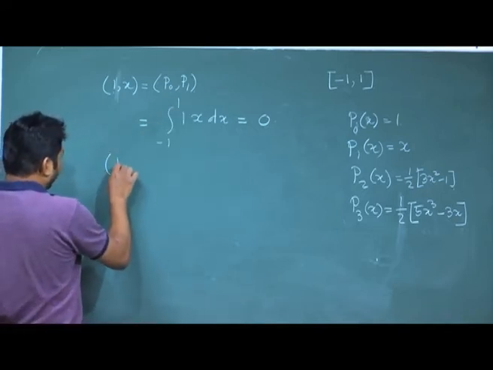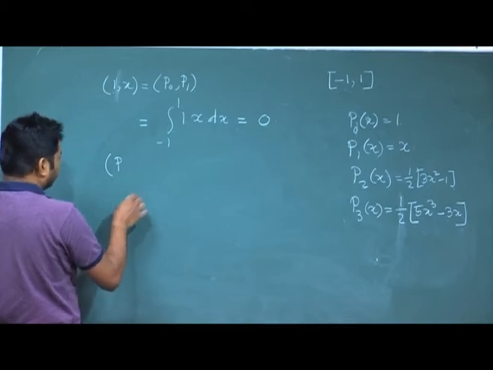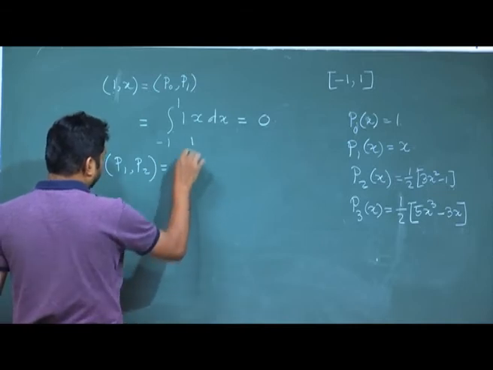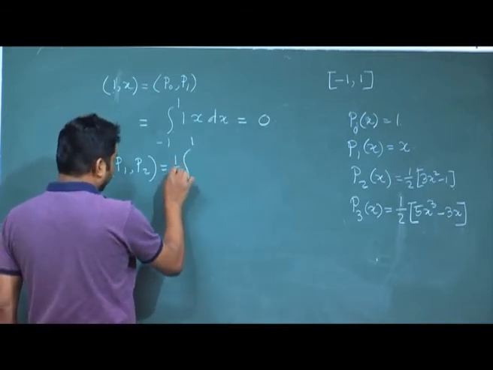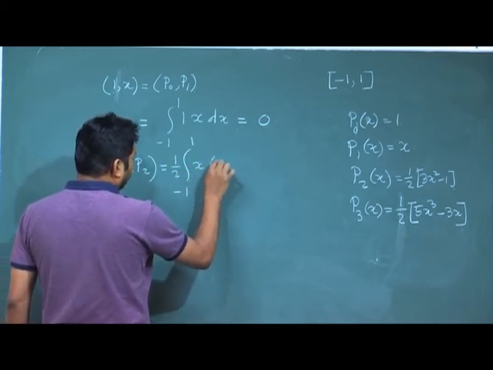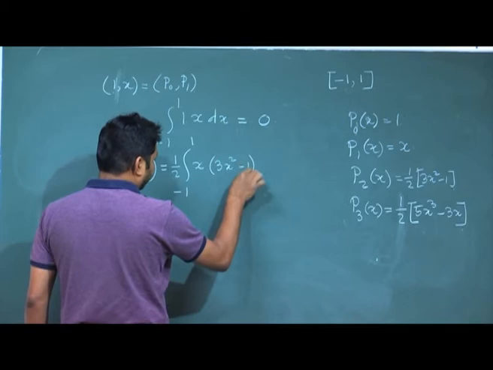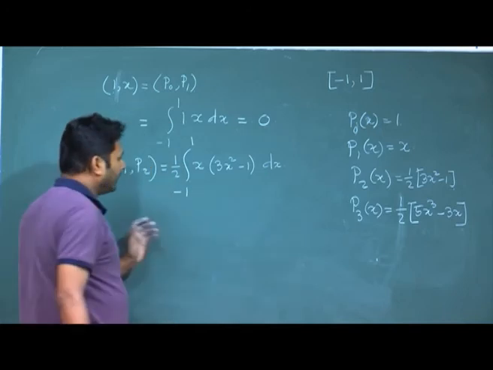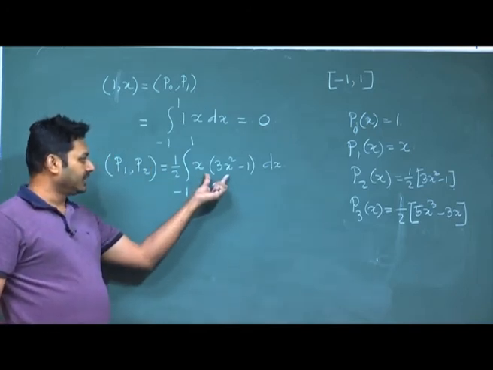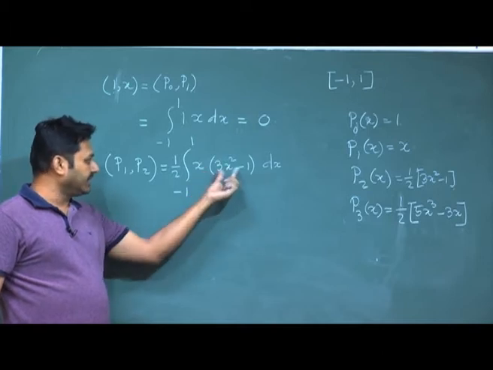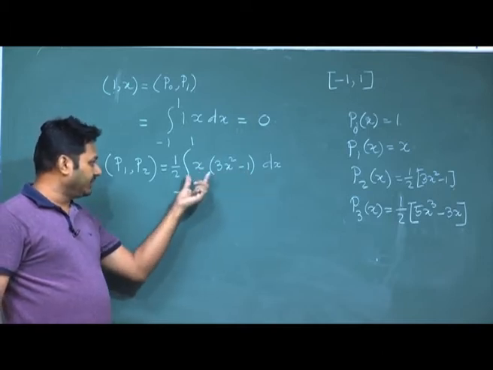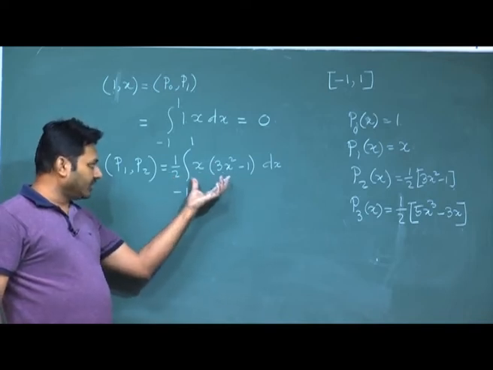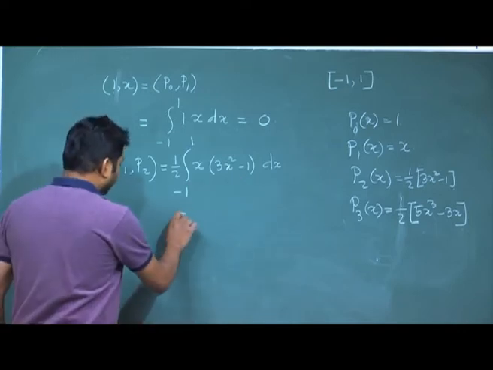Let us check, say, for P1 and P2. Randomly I am checking. So it is minus 1 to 1. What is my P2(x)? Half I take outside, x multiplied by 3x² minus 1, dx. Now when I multiply this quantity, the first term is 3x³ and the second term is x. If I divide it, there will be two integrations, one is 3x³ and another is x. The first one is odd, the second one is also odd. So this quantity is also going to 0.